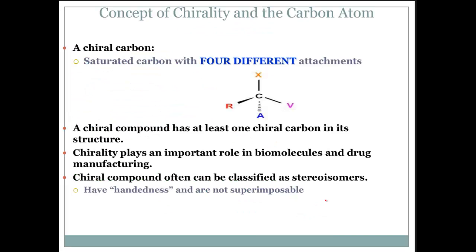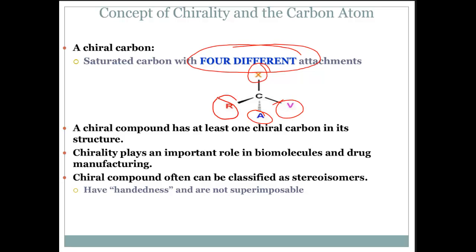With chirality and optical isomers, you have to have 4 different attachments coming off of that carbon. Notice we have an X, V, A, and R. If just 2 of those are the same, you cannot have a chiral center, and you cannot have an optical isomer. A chiral compound has at least 1 chiral carbon in its structure, and chirality plays an important role in biomolecules and drug manufacturing. Chiral compounds often can be classified as stereoisomers and have what they call handedness.